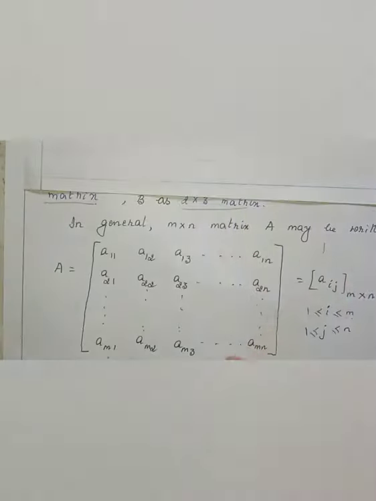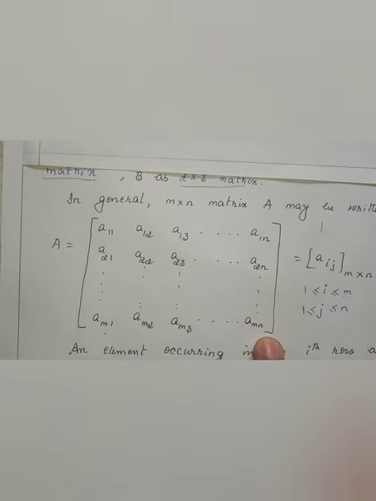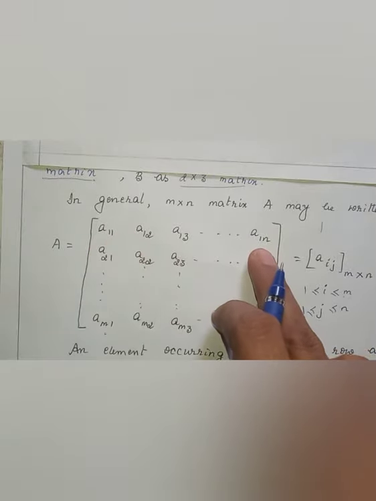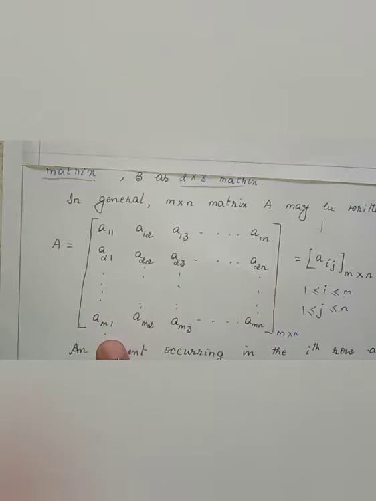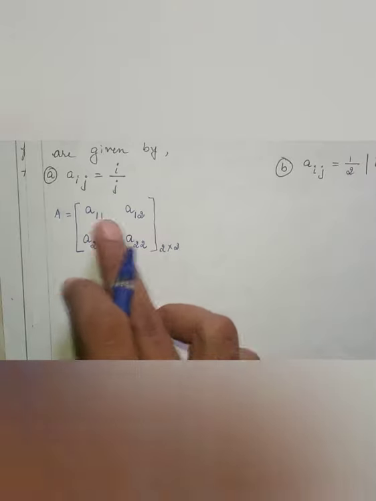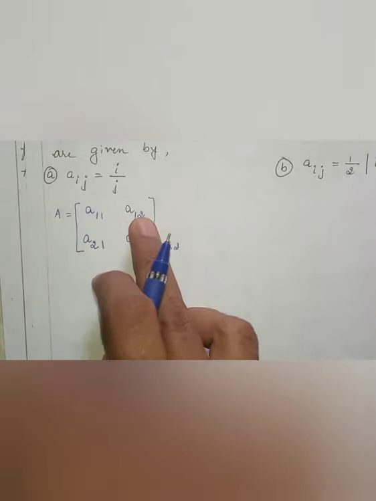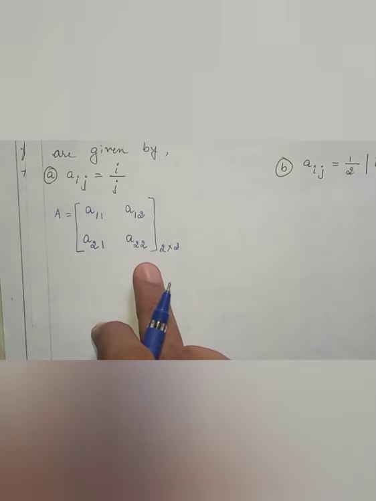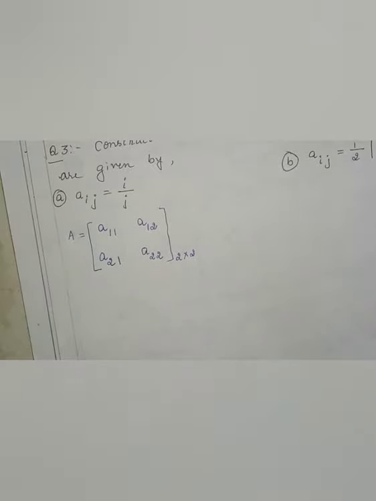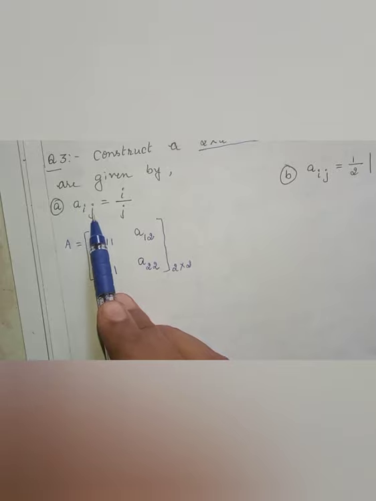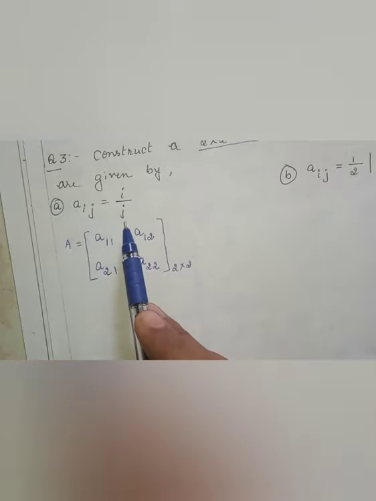This is the general m by n matrix. So A11, A12, etc. up to the nth column. A11, A21, etc. up to the mth row. So this is a 2 by 2 matrix, therefore up to second column and second row. So A11, A12, A21 and A22. Let's see the elements here. The general element Aij is i divided by j.